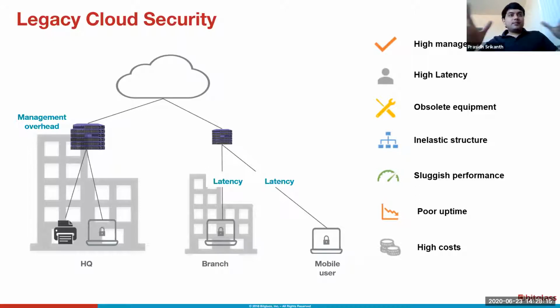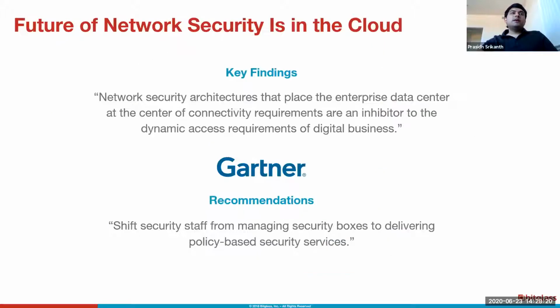So that's the premise around legacy cloud security and how traditionally things have been done. Let's look at what Gartner's thoughts are around that kind of a model. What they say is that anybody with an enterprise data center at the center of connectivity is an inhibitor. With the changes in business requirements and the way people are looking to consume these services, people have to keep in mind that the data center being a bottleneck is not something that you should go towards as you plan your next set of security vendors.